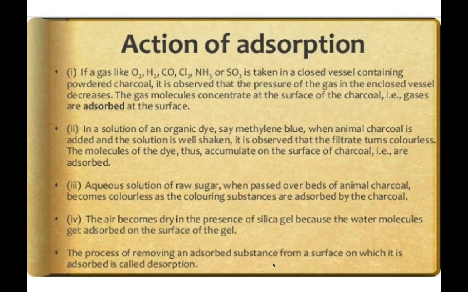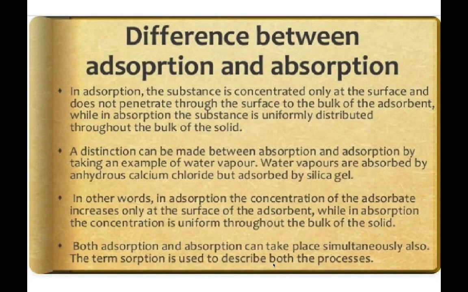Now the next scenario: suppose an aqueous solution of raw sugar is passed over beds of animal charcoal, then it becomes colorless because the coloring substances are adsorbed by charcoal. Also, air becomes dry in the presence of silica gel. You have seen that we add a little silica gel to keep the moisture away and to keep the air dry, because the water molecules are adsorbed on the surface of the gel. Here the process of removing an adsorbed substance from the surface on which it is adsorbed is called desorption.